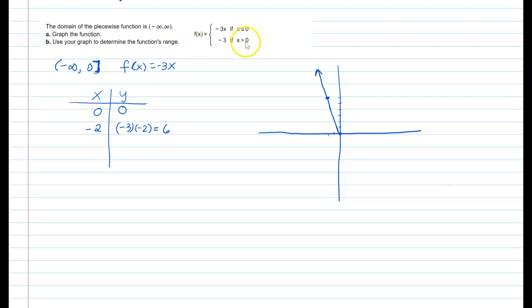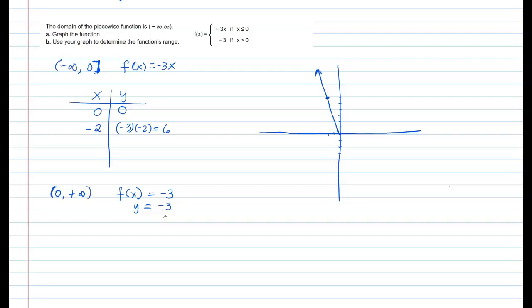Now, what about on the interval greater than 0? So it says here on the interval greater than 0. So that means 0 is not included up to +infinity. Your function is defined as -3. f of x equal to -3, that means y is just equal to -3. So that is just a horizontal line at y equal to -3. So that means you are going to do 1, 2, 3, -3.